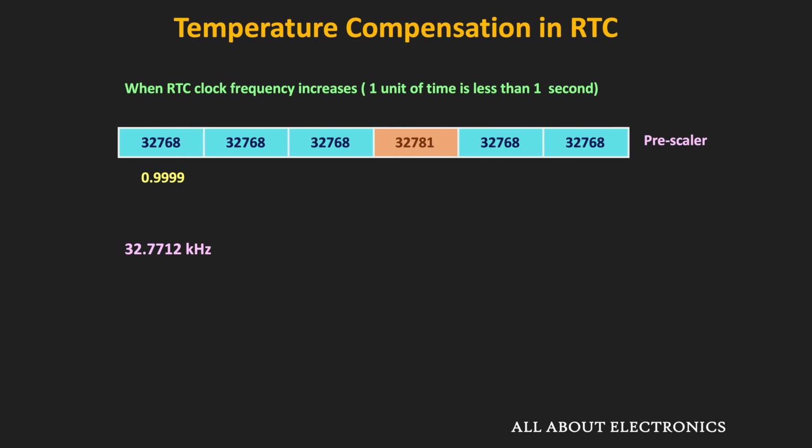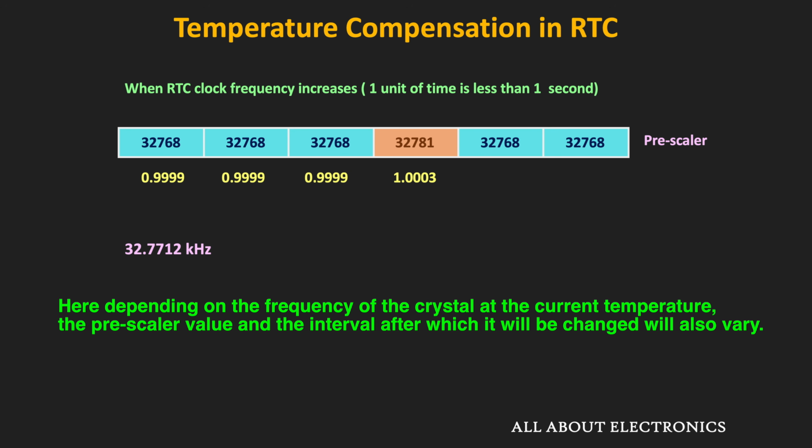So here, to adjust the timing, we can change the prescaler value at every fourth interval. For the first 3 intervals, the prescaler is kept at 32768. That means the timing of the first 3 slots is equal to 0.9999 seconds. Now in the fourth slot, the prescaler value is changed to 32781. That means the timing of this fourth slot is equal to 1.0003 seconds. So roughly after the fourth clock cycle, the timing is equal to 4 seconds. And in this way, it is possible to do the temperature compensation in the RTCs.